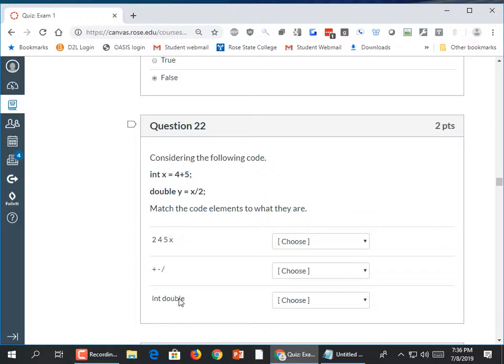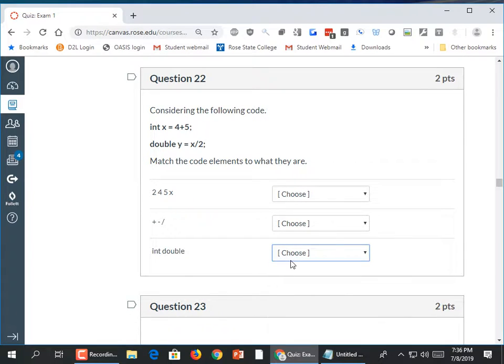This is kind of a repeat of an earlier question. What are those? Words like int and double. Are they? Yeah, they're keywords. And so what about symbols? That makes those operators. And so the values 2, 4, 5, and x are the things on either side of the operators, which makes them operands.